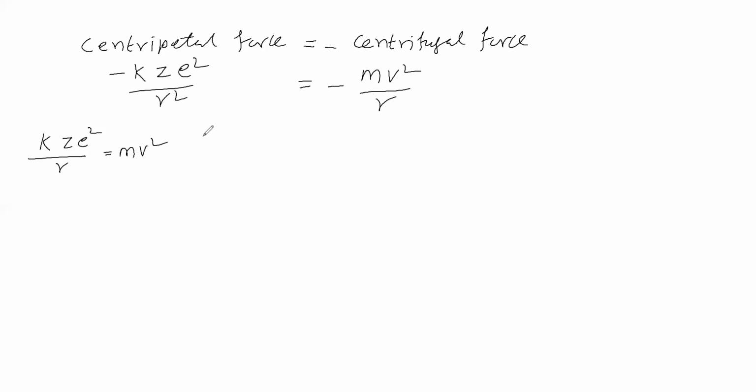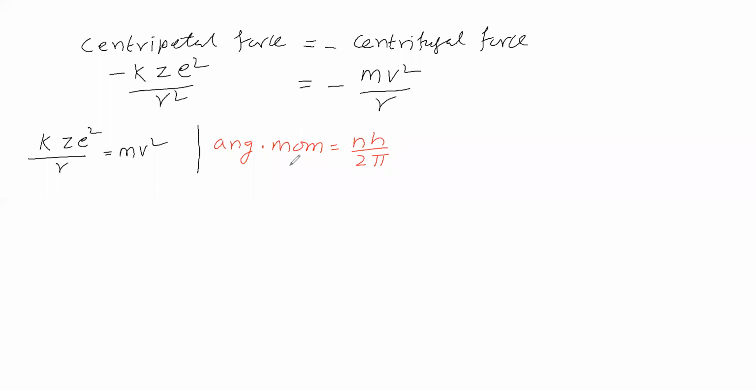Now we will take the orbit angular momentum of electron as per Niels Bohr. Niels Bohr says that orbit angular momentum is equal to n h by 2 pi.